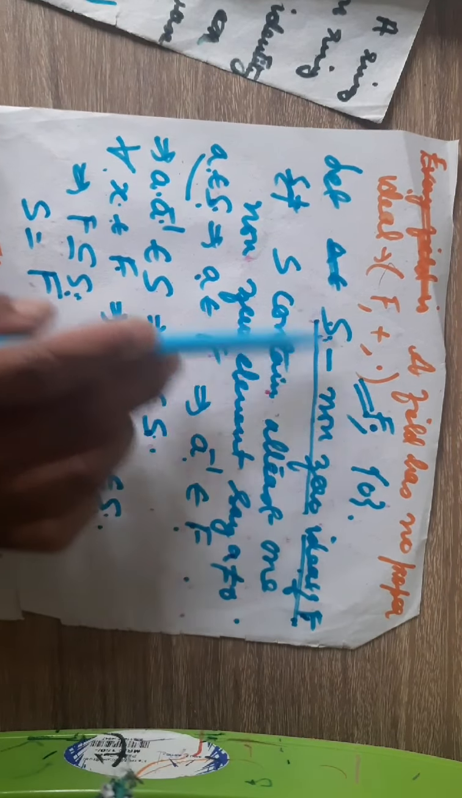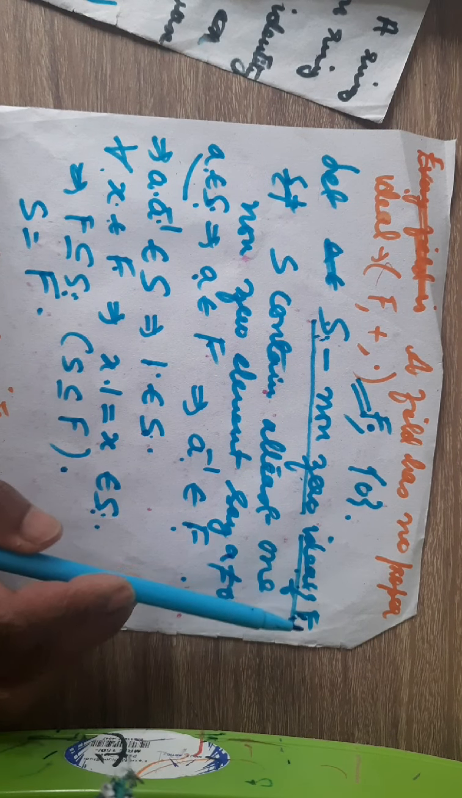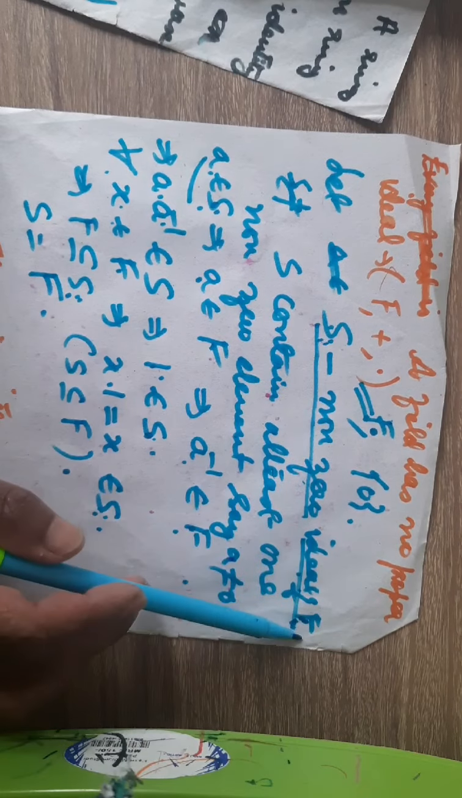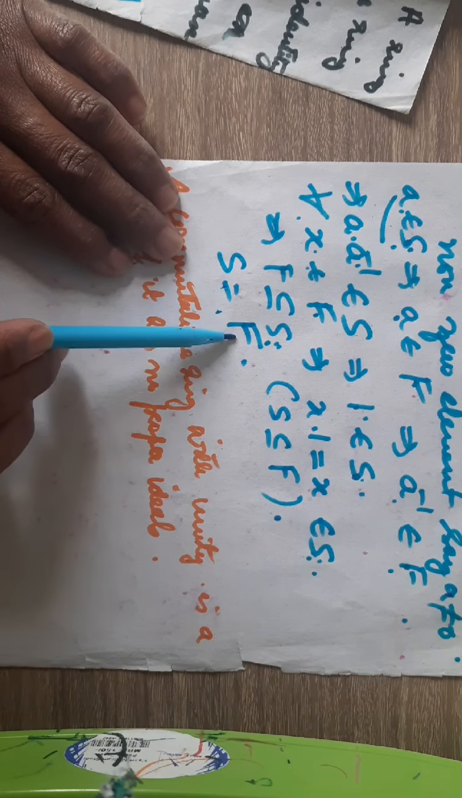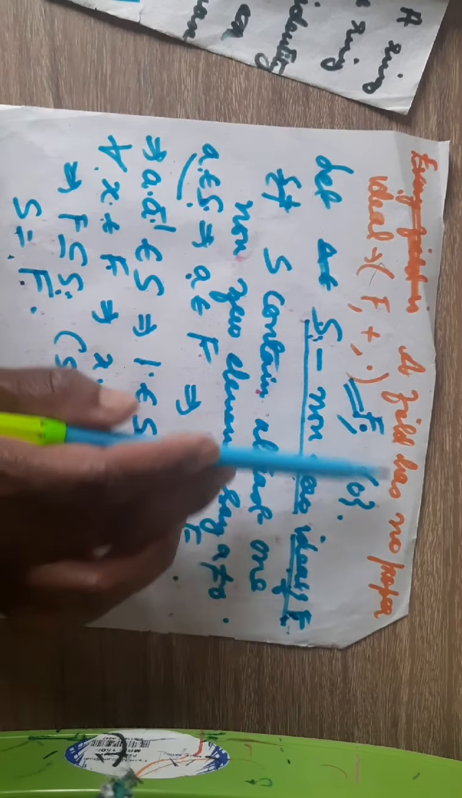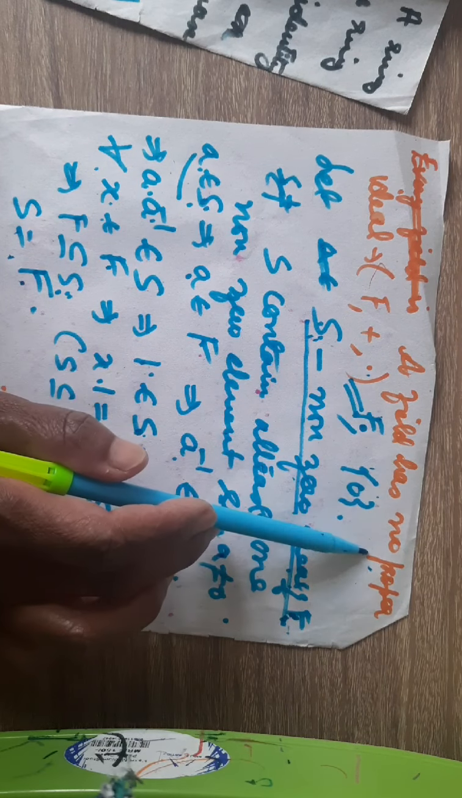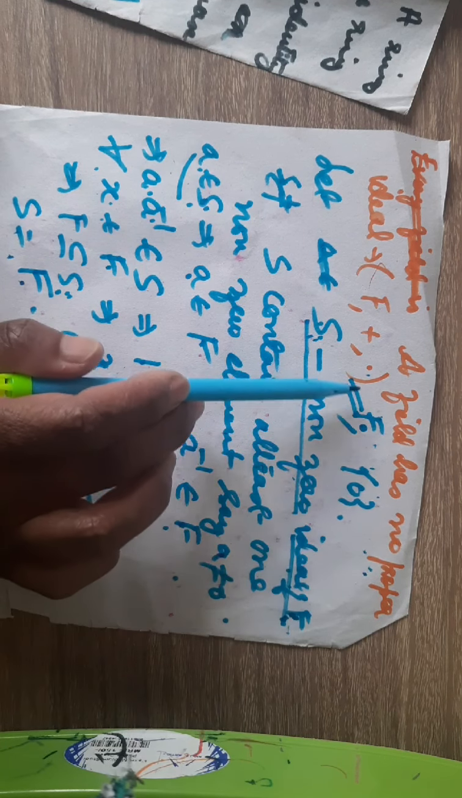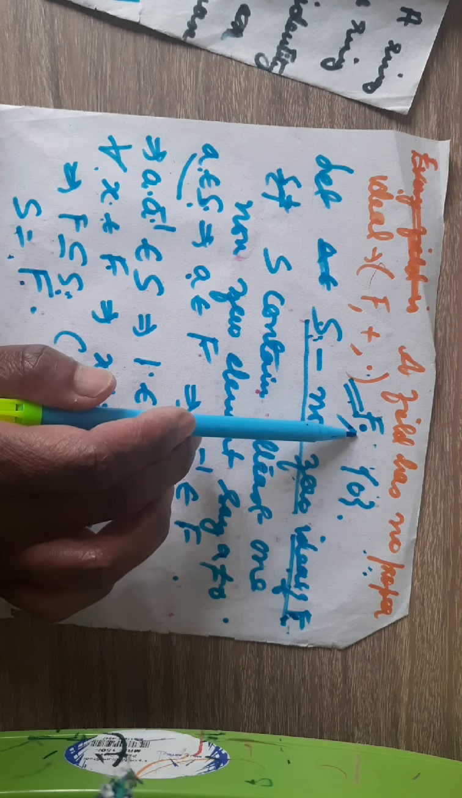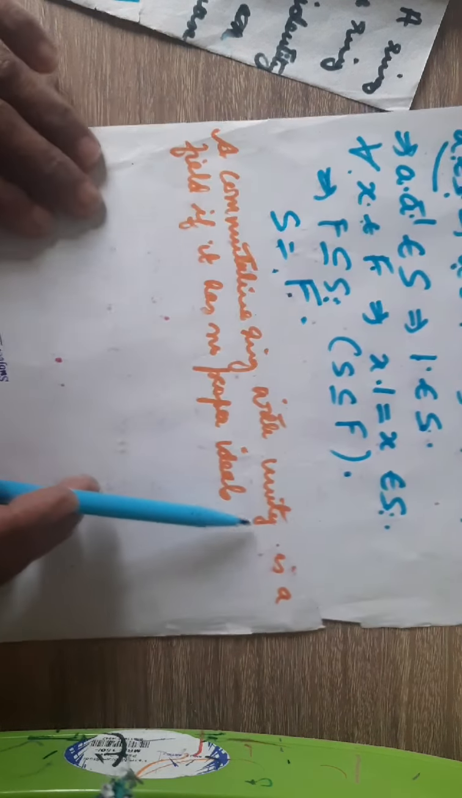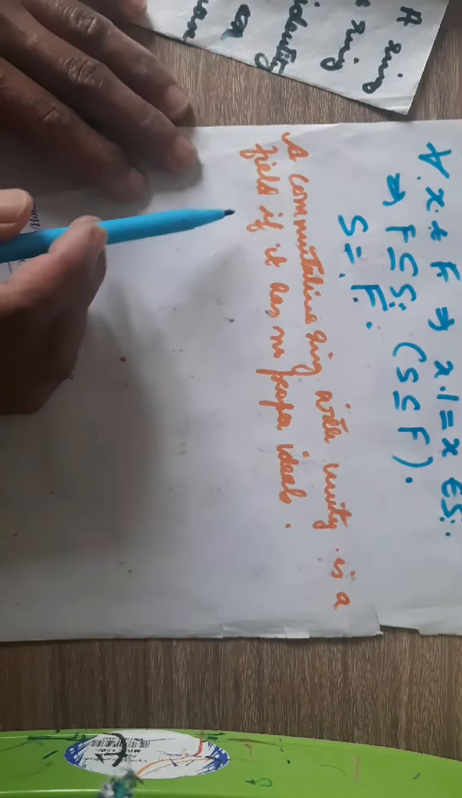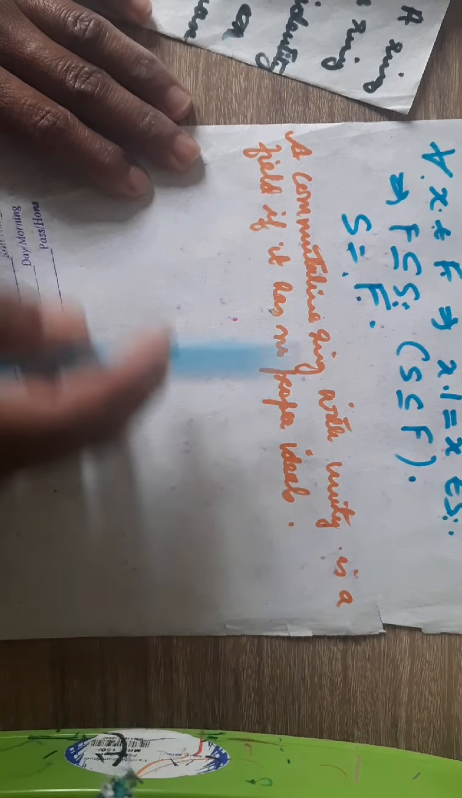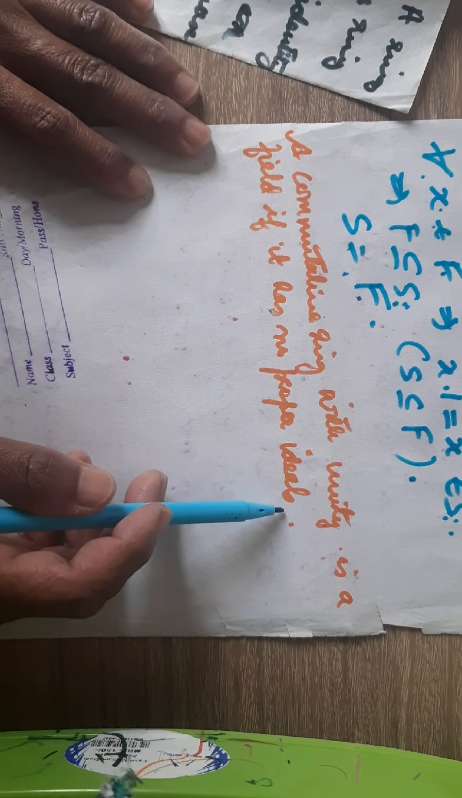That means if there exists a non-zero ideal of a field F, then that non-zero ideal must be the whole field itself, equal to F. So a field will have no proper ideals. It will have only the improper ideals, the field F itself and the zero ideal. Now the last one is this one: a commutative ring with unity is a field if it has no proper ideals.